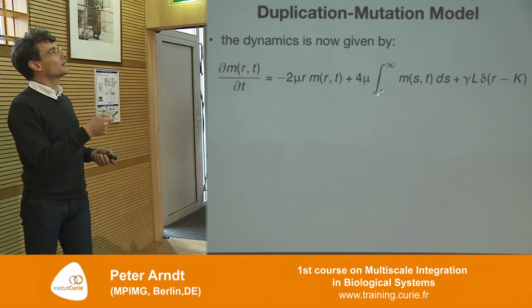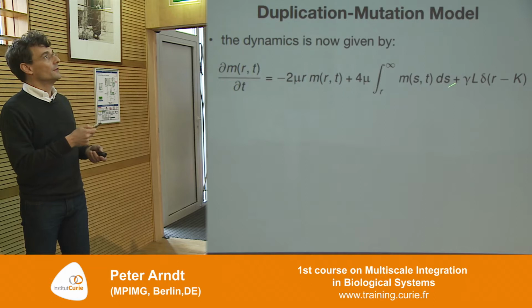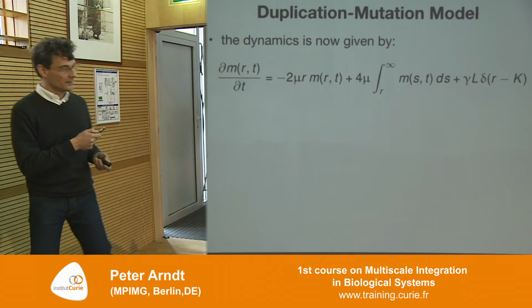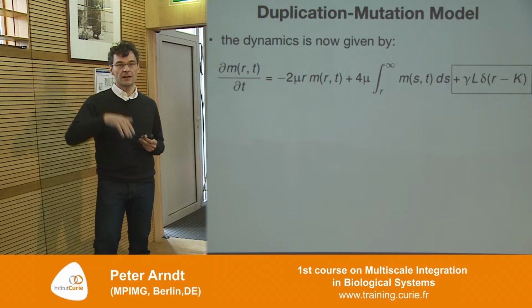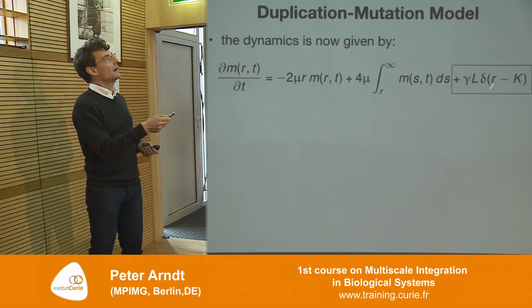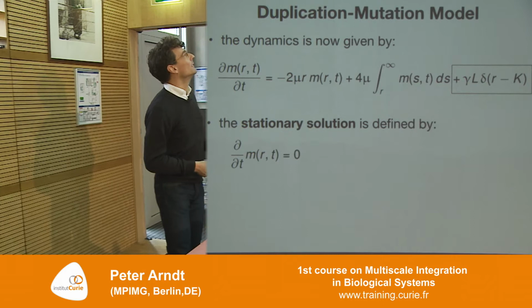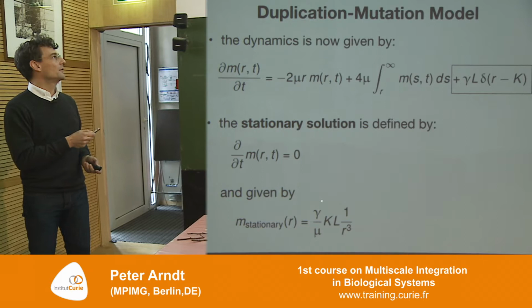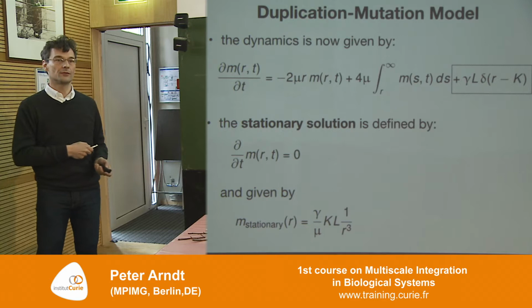If you do that in this model, duplications would also occur with some rate. So in this stick breaking differential equation, you would have a source term. This is the equation as I explained it before, but you would gain a source term here, which injects sticks of length k with some rate gamma. Then you look for a stationary distribution, and the stationary distribution actually looks like that. The function is gamma, the duplication rate, over mu times k times l, times 1 over r to the power of 3.